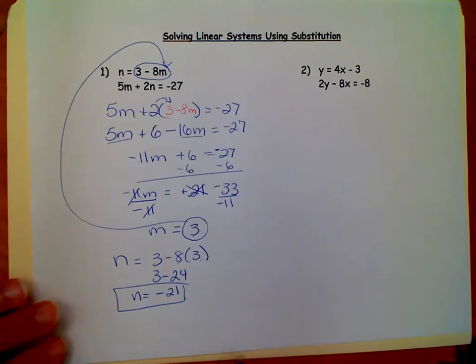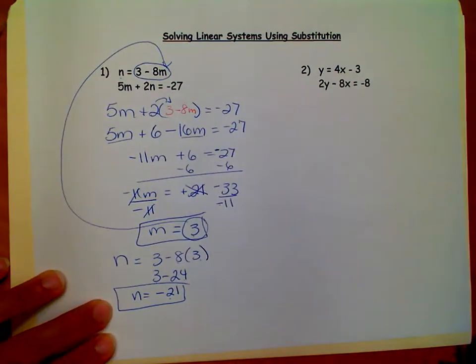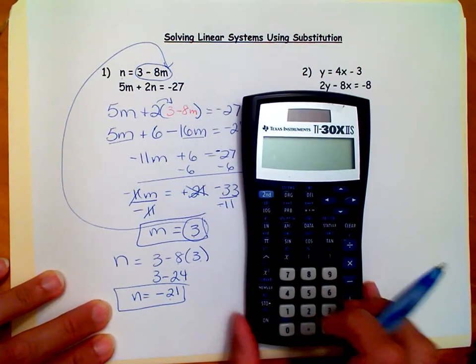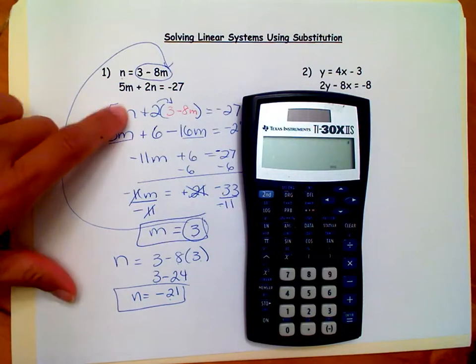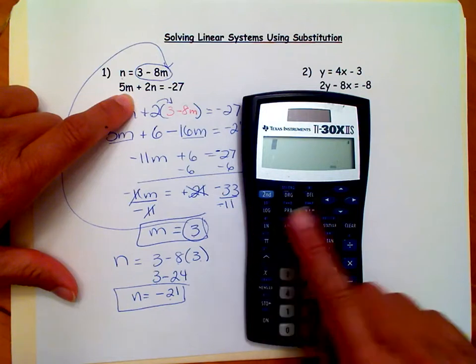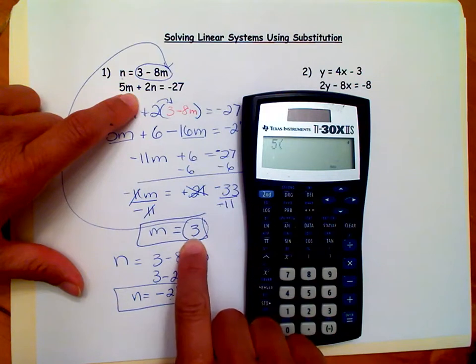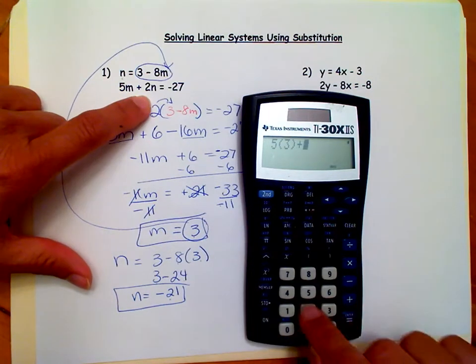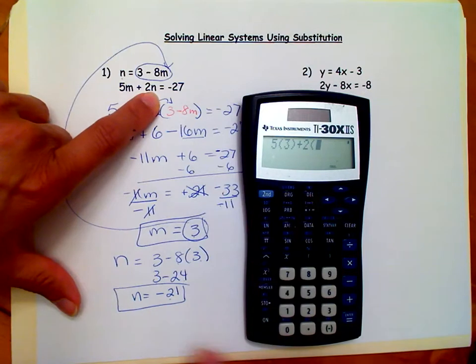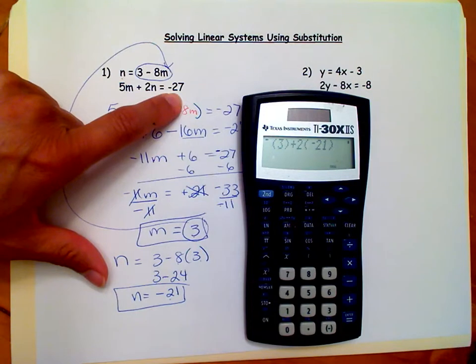You want to check. I'm going to check m and n in this equation. I always like to do it on the calculator. So what I'm going to do is rewrite this equation. And I like this calculator because you can see the whole equation or expression that you put in. So I'm going to put 5, and in parentheses instead of m, I'm going to put what I found m to equal, which is 3. Then plus 2 times, and n was negative 21. So I'm going to put that there, and I'm going to press equals, and if I get a negative 27, I'm right. If I don't, I did something wrong. I got it right, so I know I have this problem correct.